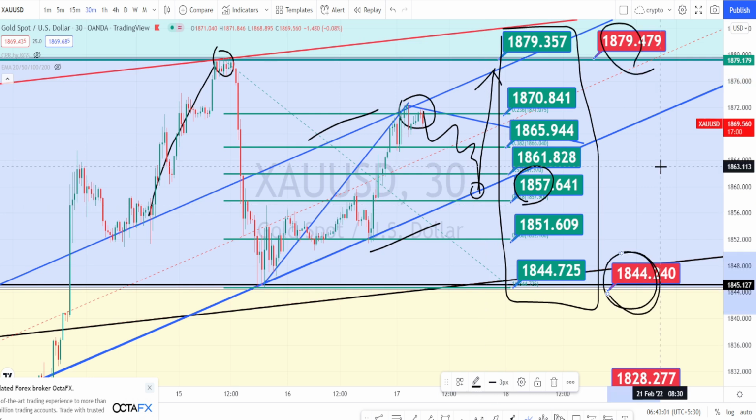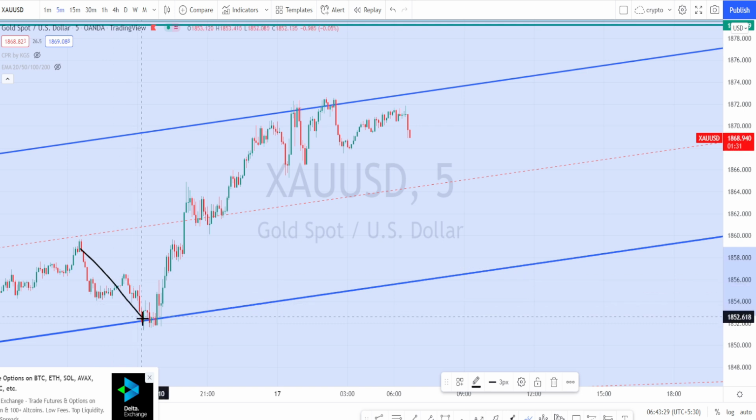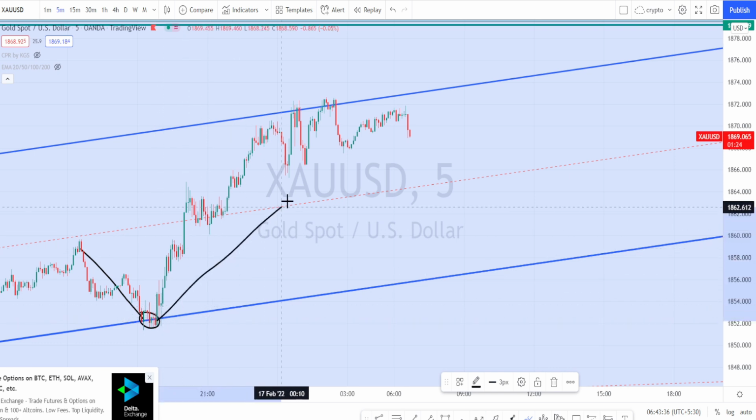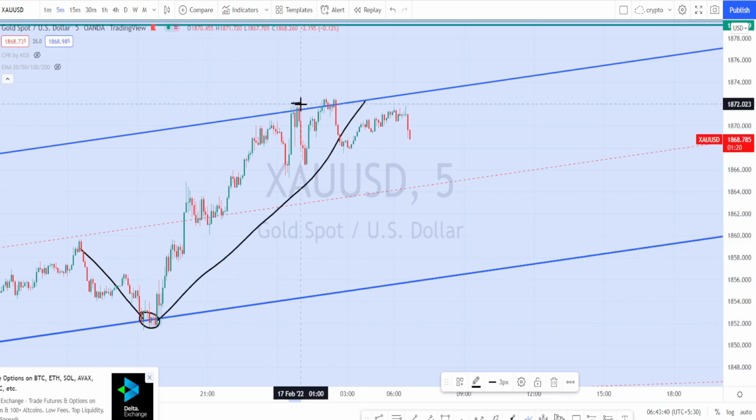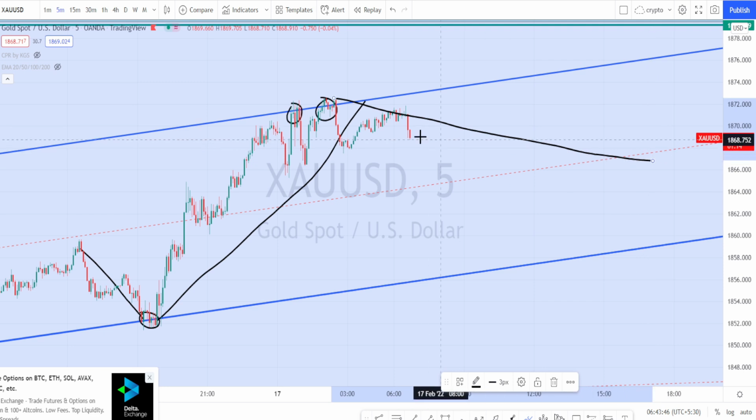Let us do the analysis in 5 minutes time frame. I'm in 5 minutes time frame now. When we analyze the price action in 5 minutes time frame, price was on a bearish trend, took support on the bullish channel pattern support line or the trend line, and it was on a very nice bullish trend. And the price got rejected at this resistance line. Currently you can notice that bearish trend reversal is happening.